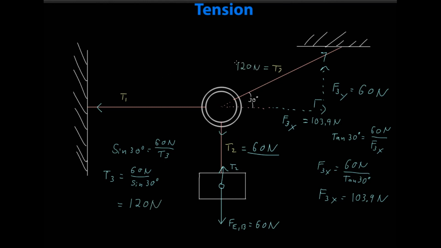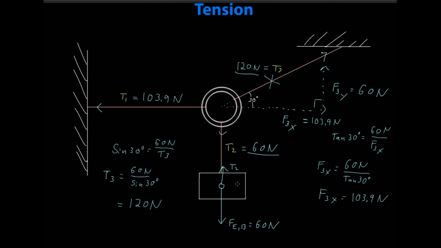All right, what is T1? Well, when we're looking at the force diagram for the ring, essentially, we're not even considering T3 because we are dealing with its components only. You are probably going to be asked to solve for T3, which is why I just found it. But considering the force diagram, I am only dealing with its components. I have 60 down, I have 60 up. It is pulling with 103.9 to the right. Therefore, T1 is pulling with 103.9 to the left. And there you have it.